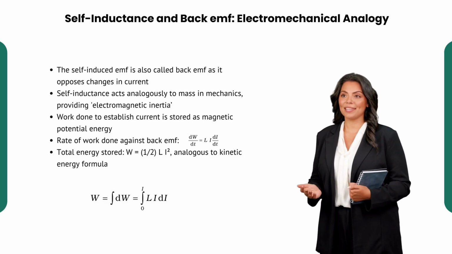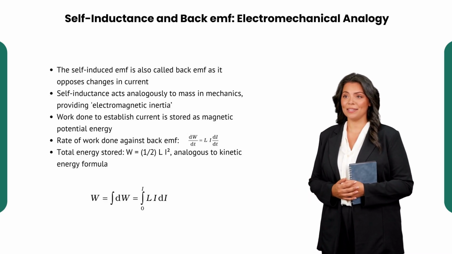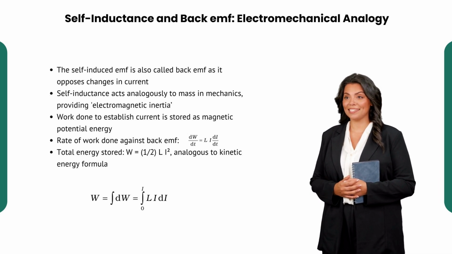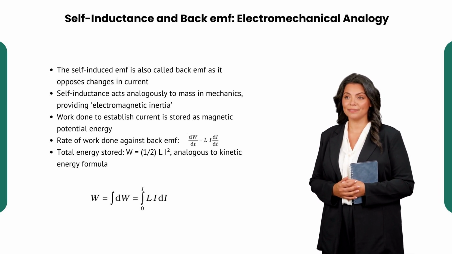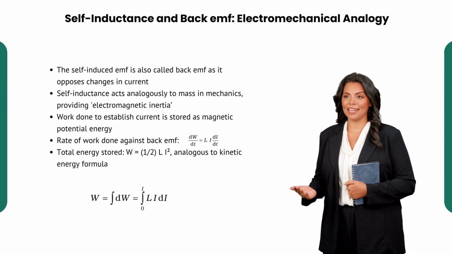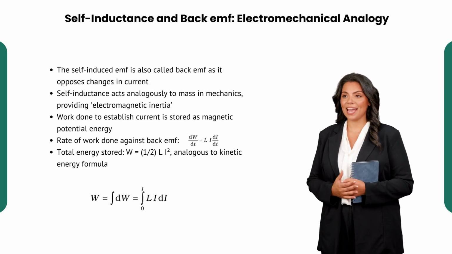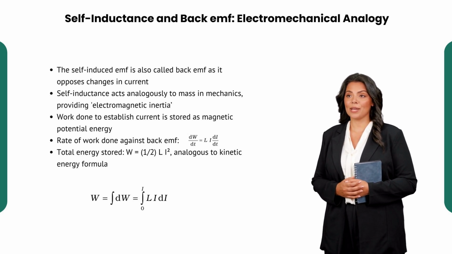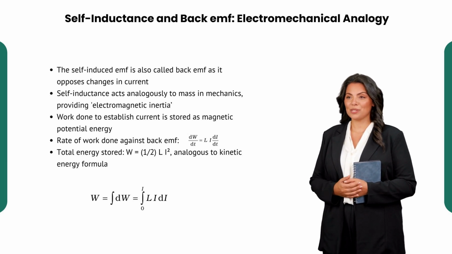The self-induced EMF inside a coil is often called back EMF because it pushes back against any change in current. This characteristic is essential. It means the coil behaves like it has electromagnetic inertia, akin to how mass in mechanics resists acceleration. To understand this analogy, think about how the coil opposes changes in current by generating a voltage that tries to maintain the previous current flow.